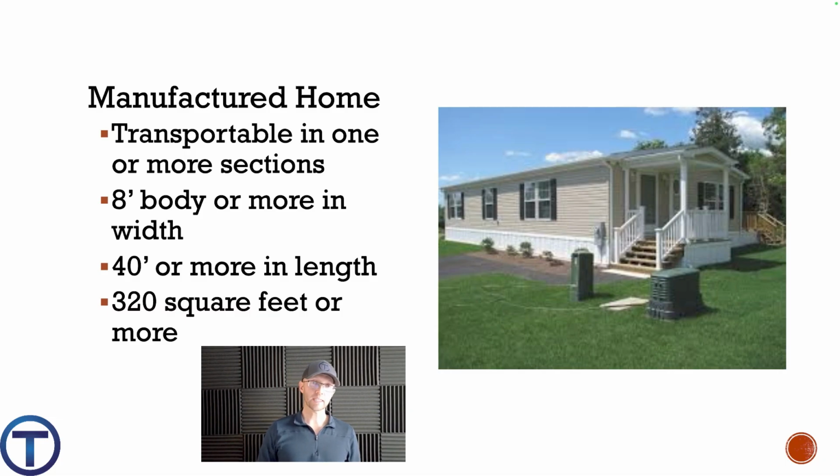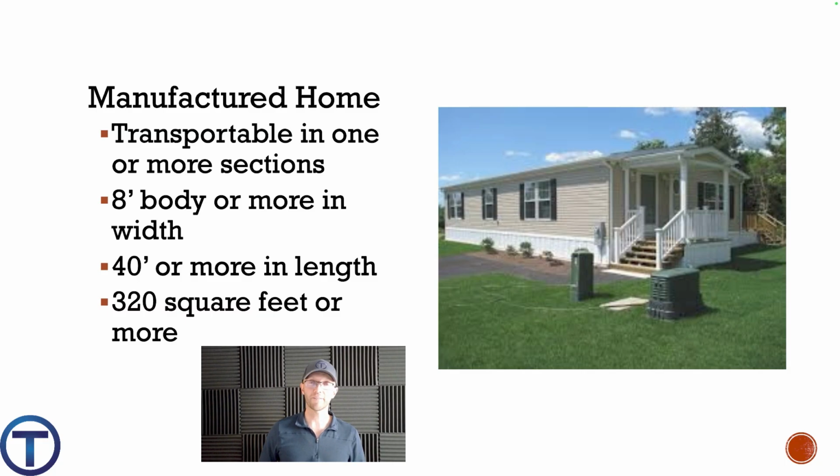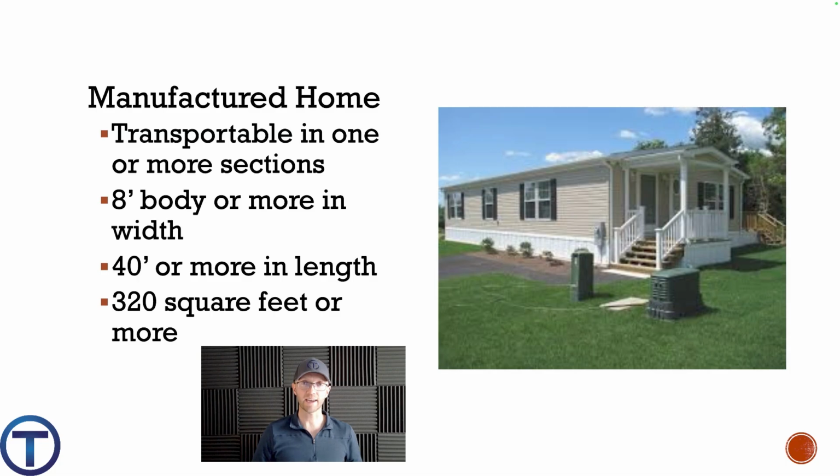It has to be transportable in one or more sections, have an 8-foot body or more in width, 40 feet or more in length, and a minimum of 320 square feet. It could be bigger. That puts us into the manufactured home category.